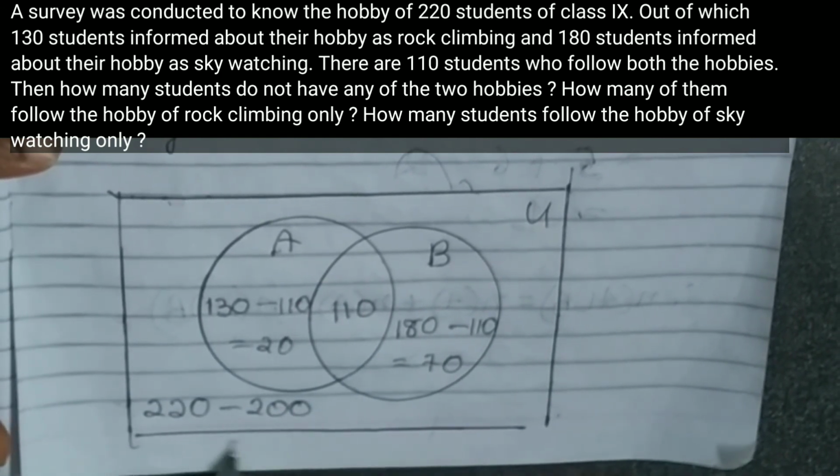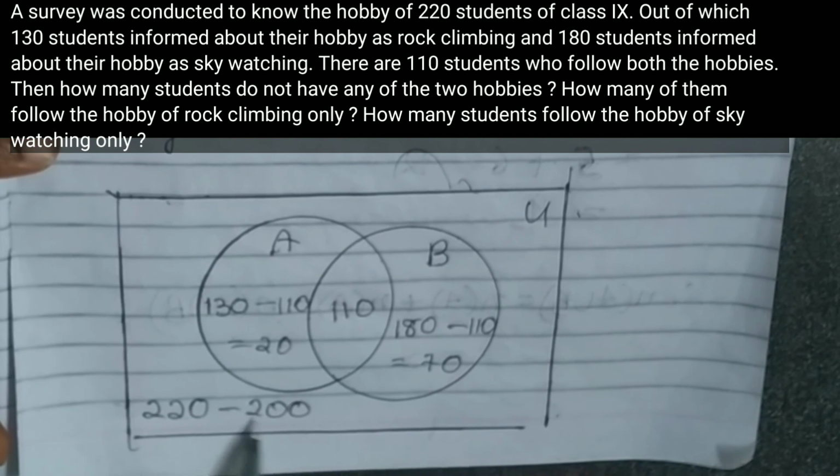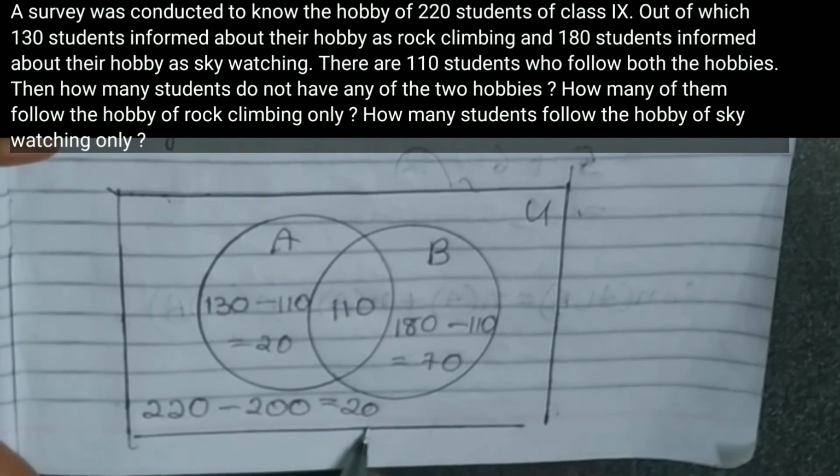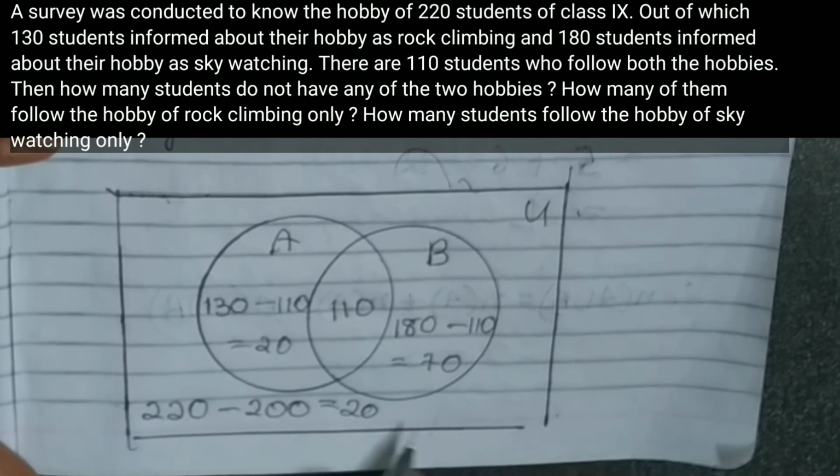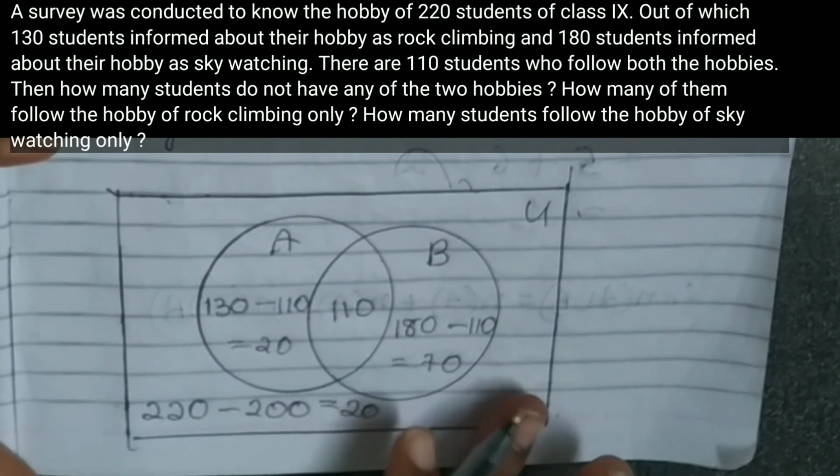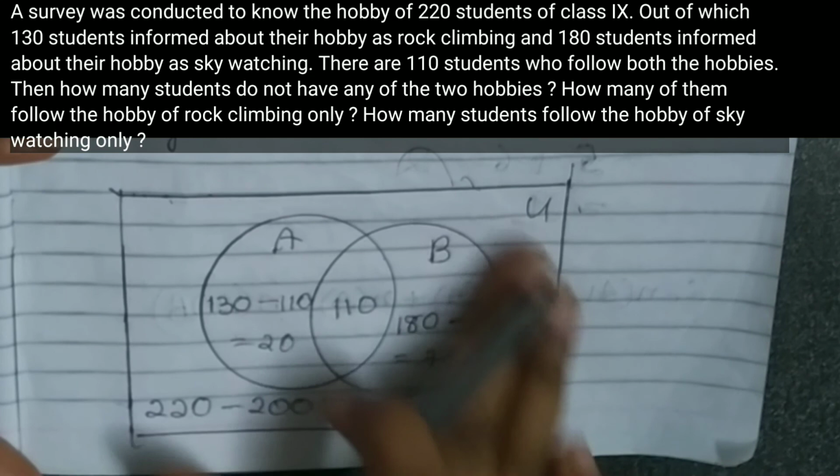That 200 we are subtracting from the universal set. Okay, what will we get? 20. If we subtract this from the universal set, we will get 20. So 20 students do not have any hobby. So this is how we show and solve this problem in the Venn diagram. With this we have completed this chapter.